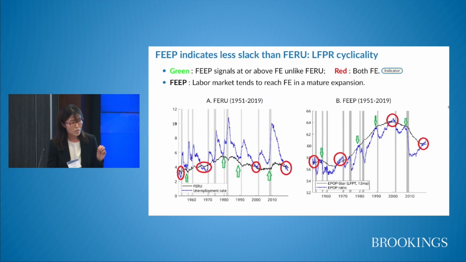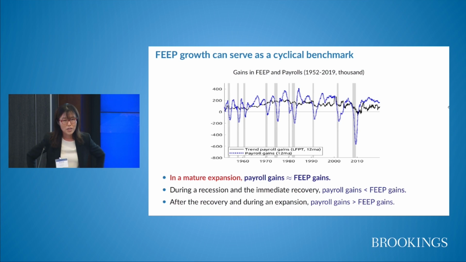So it turns out that participation rate cyclicality is important in assessing full employment, and according to FEEP, the labor market tends to reach full employment in a mature expansion, okay? So the takeaway here is that FEEP indicates less slack than what FIRU suggests. Okay, so here's a new opportunity for all of us.